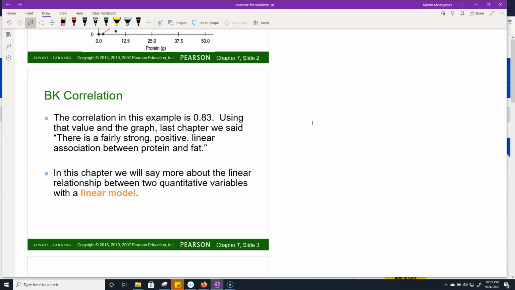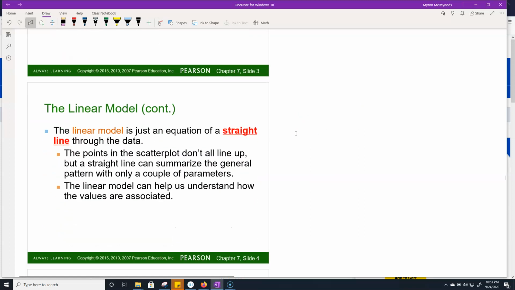And in this chapter, we'll say more about this linear relationship between the two variables. It's called a linear model. And the linear model is just an equation of a straight line through the data. So it's just a straight line going through the data like we talked about. And the points don't all line up, but a straight line can summarize kind of the middle of them. They won't be exactly in the middle of all of them. But the linear model can help us understand how those values are associated and give us a way to predict other values that might happen.